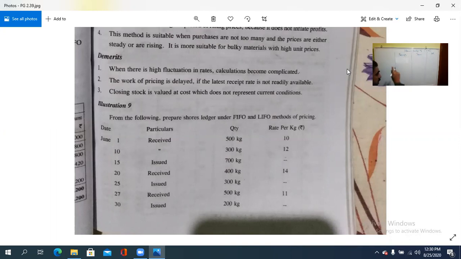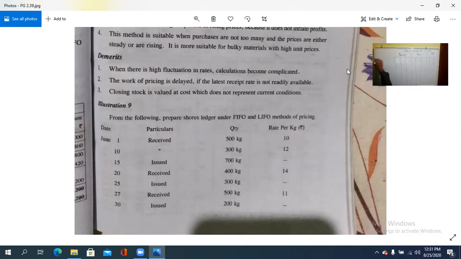You can draw it in the correct way, like a GRN number for receipt, MR number for issue, like that. So for this, I am putting only 3 columns: the quantity column, the rate column, and the amount column. Here also quantity column, rate column, and amount column.